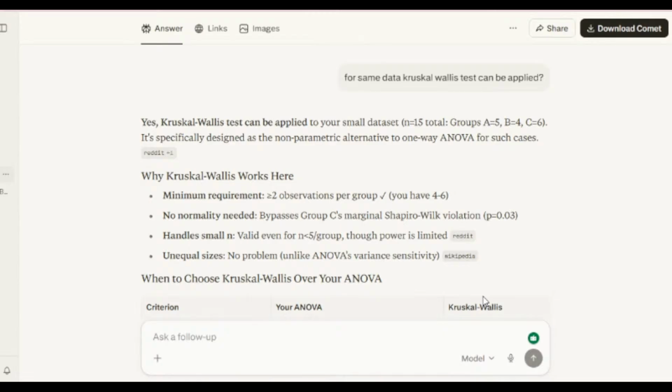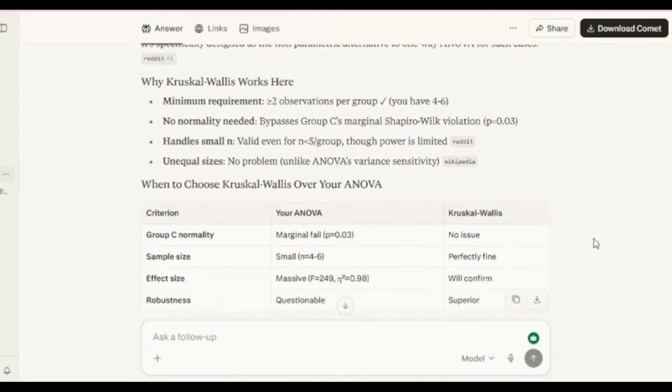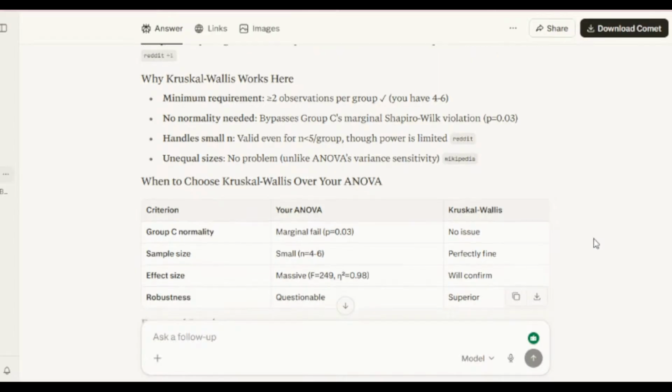It gives additional theory also. What is required for a critical values test? No. Now see, your article. Now we have done critical values one-way ANOVA. It's given some conditions. Minimum requirement is 2 observations per group. Definitely we have. Then no normality is needed, because 2 of the groups didn't follow. Then it is small-sample valid even for less than 5 per group, and unequal size also is no problem. Okay.